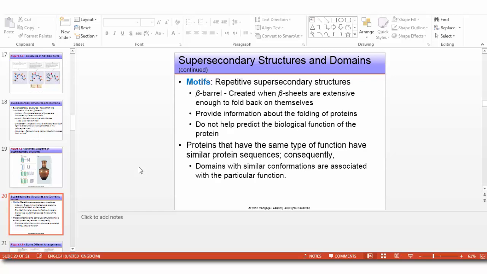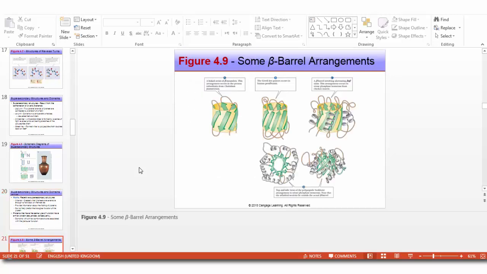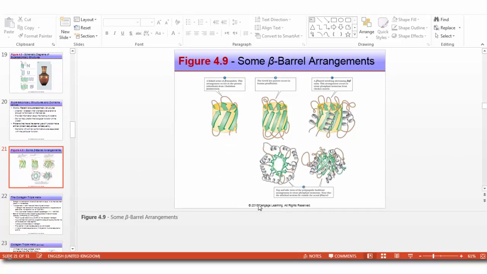Now, these motifs provide information about the folding of proteins, but they do not help predict the biological function of the protein. Proteins with the same type of function have similar protein sequences, and domains with similar conformations are associated with a particular function. So this figure shows you some beta barrel arrangements. Don't worry about this figure, just look at it, don't memorize it.